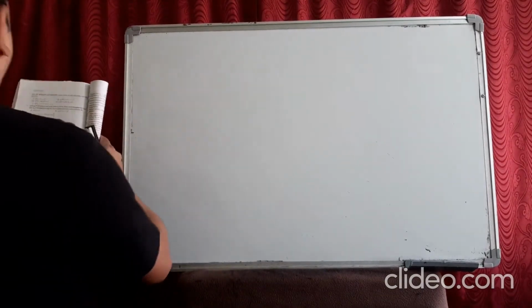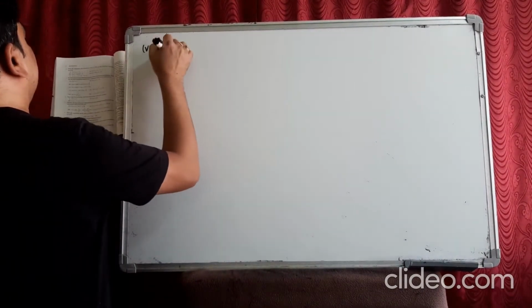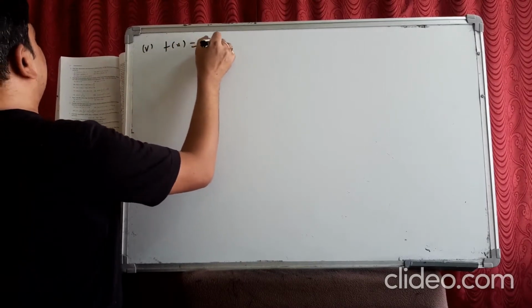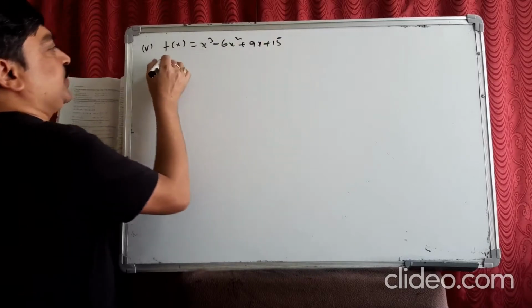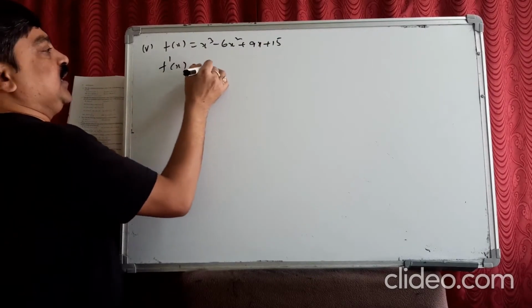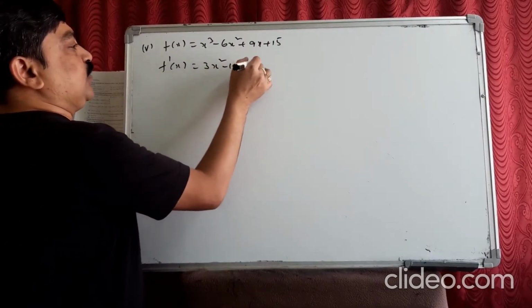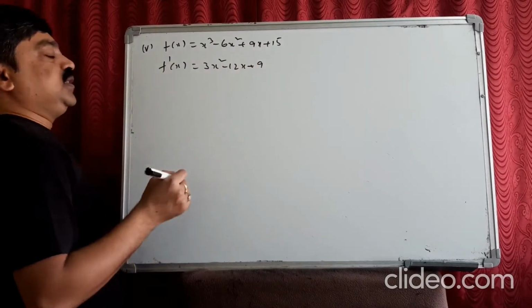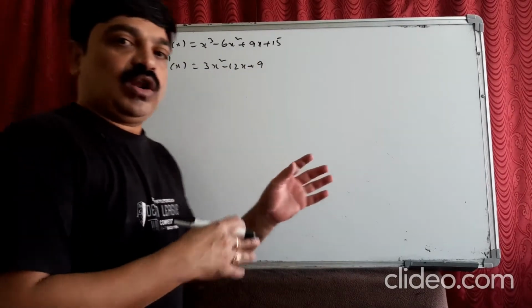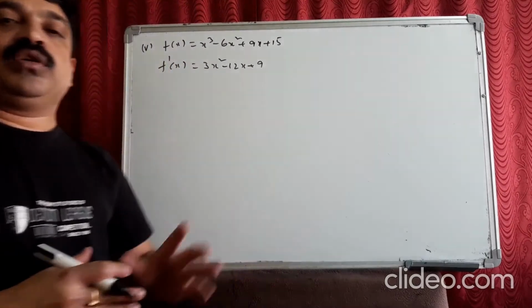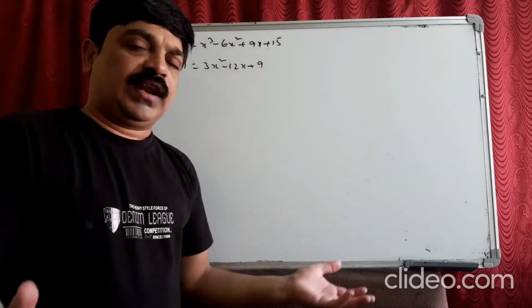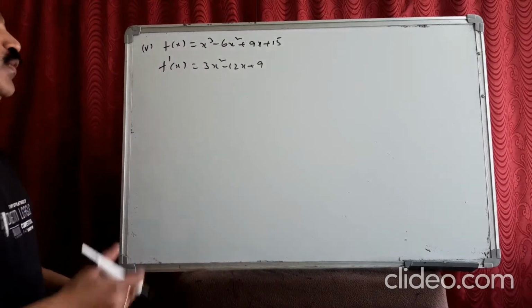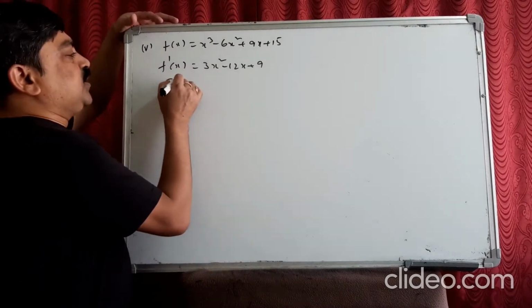Right. Next, you see the fifth in this. F of x is given as x cube minus 6x square plus 9x plus 15. Let us find out f dash x. It is 3x square minus 12x plus 9. Okay. See, we know that these are local maximum, local minimum, but I am not writing that because the condition is the same. You can write local maximum, local minimum, but you can also write maximum or minimum.